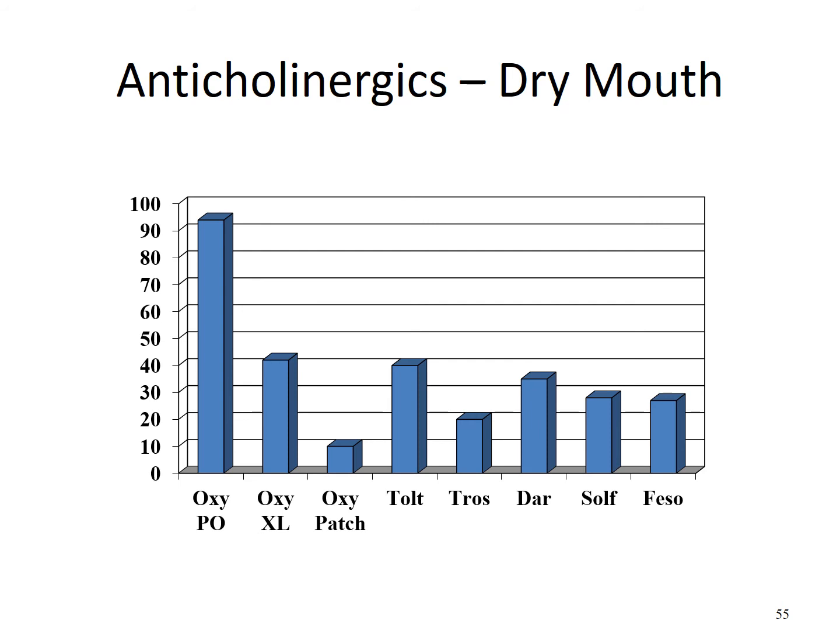Even the oxybutynin patch, which allows different metabolites to be formed, has about 10%, but that's still enough that we have to warn patients that this is a common side effect. So chewing or sucking on ice chips might be an option, but they would have to do that all day long. Sometimes saliva substitutes are also helpful. We often think of those as products for patients with cancer, but saliva substitutes are very helpful for individuals on anticholinergics for lower urinary tract symptoms.